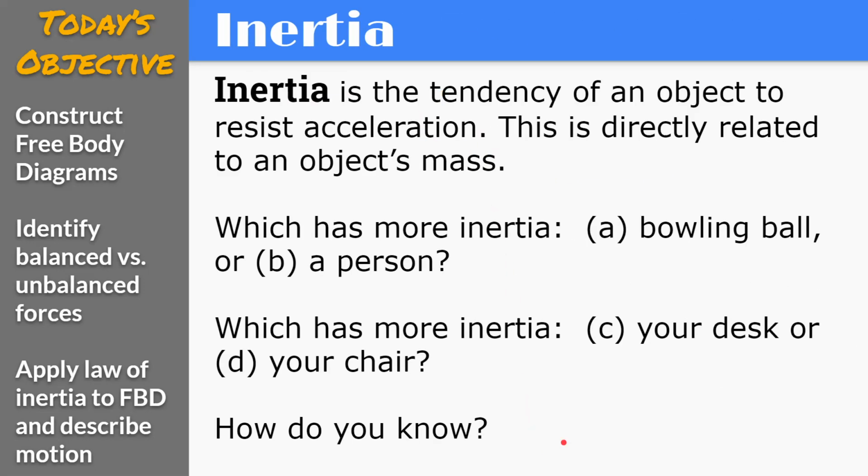So again, same thing as on my screen. This is directly related to an object's mass. Therefore, you should be able to answer questions like this. Which has more inertia, a bowling ball or a person? Person, unless you're talking about like an infant, maybe they're the same. But yes, a person would have more inertia because a person has more mass. Same thing, your desk or your chair? Your desk. And again, you know because of the masses of those objects.